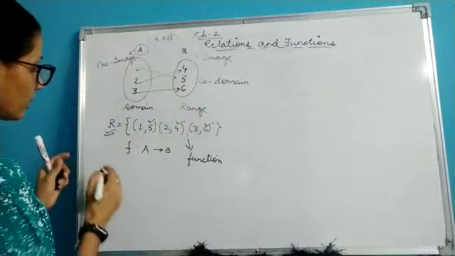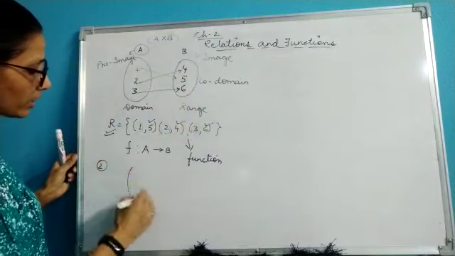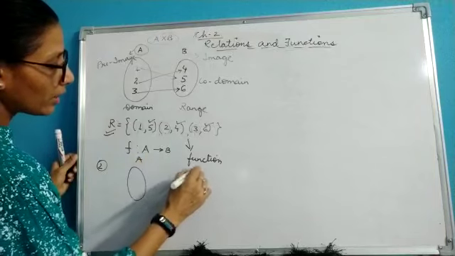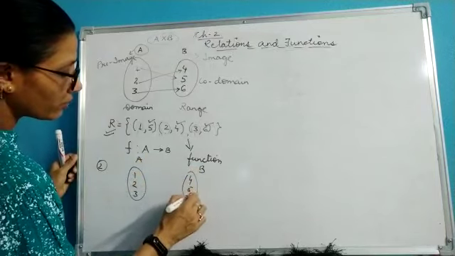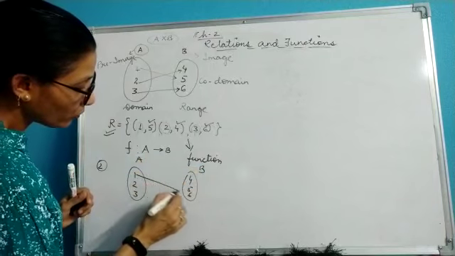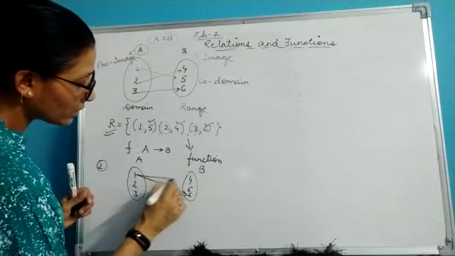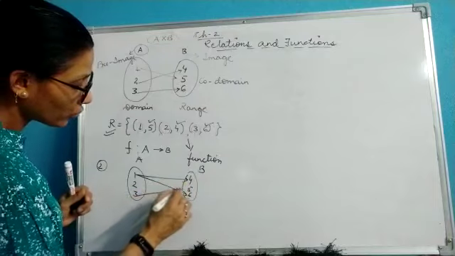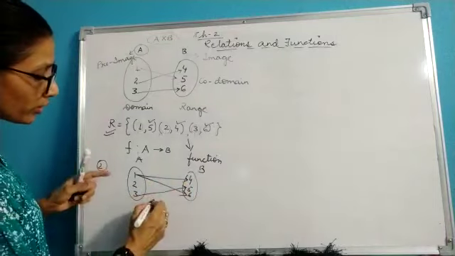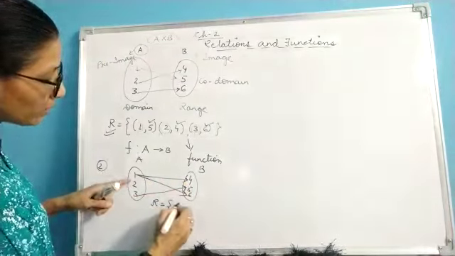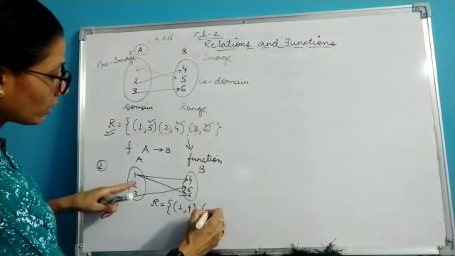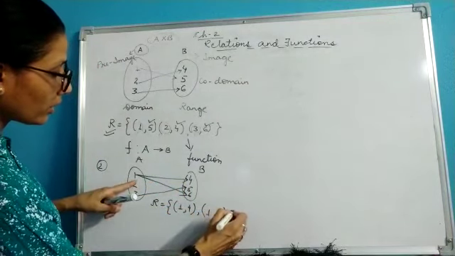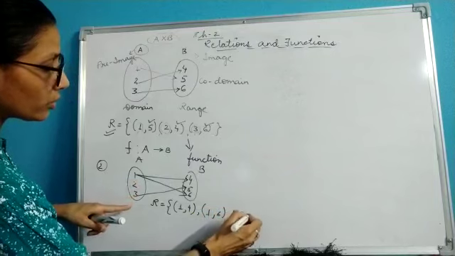Let's see another example. Say I have set A and B. It is 1, 2, 3, 4, 5, 6. Let's say this 1 is linked up with 6, this 1 is again linked up with 4, this 3 is linked up with 5. So the relation here can be defined as 1 is related to 4, then again 1 is related to 6, and here 3 is related to 5.